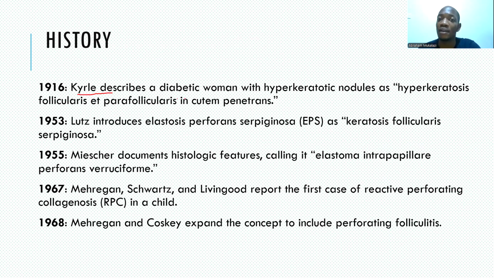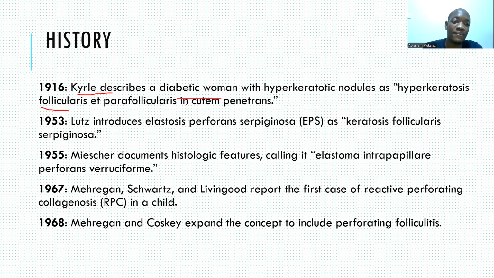When you look at the history, these perforating disorders were first described by Kyrle in 1916, who described a diabetic woman who had hyperkeratotic nodules. At that time, he called it hyperkeratosis follicularis et parafollicularis in cutem penetrans. This describes the actual presentation, where the patient had hyperkeratotic follicular papules penetrating through the epidermis, and that's why we put the word penetrans, and it was in a diabetic woman.